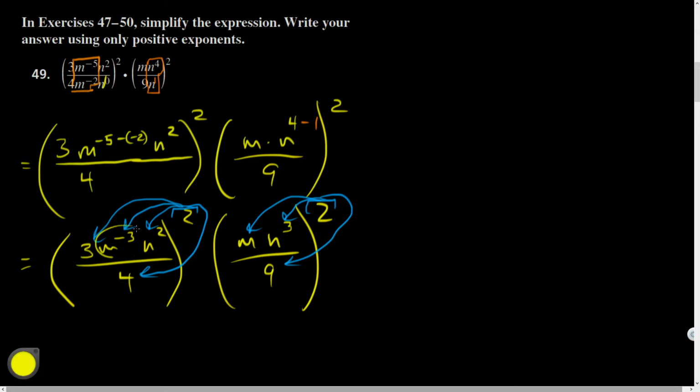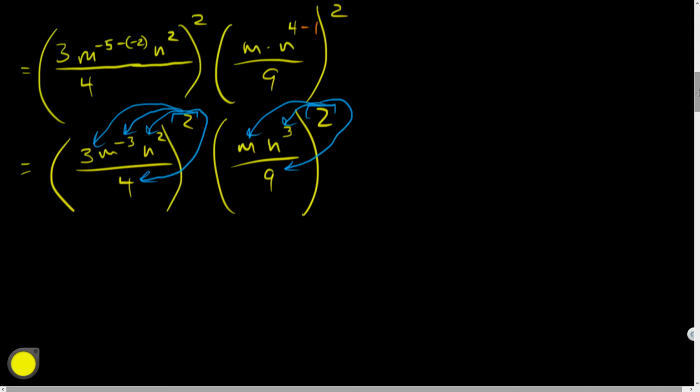Technically, I could move this m downstairs first if I wanted, but I don't care. Bunch of different routes. So I'm going to have 3 squared, m to the negative 6th, n to the 4th over 4 squared, multiplied by m squared. n to the 3 times 2 is 6, and 9.